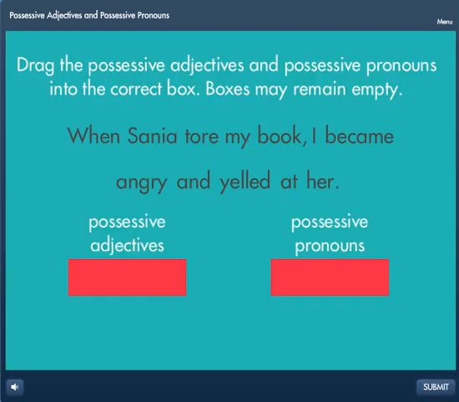Drag the possessive adjectives and possessive pronouns into the correct box. Remember, this activity does not need you to identify all pronouns. It needs you to identify possessive pronouns and possessive adjectives.